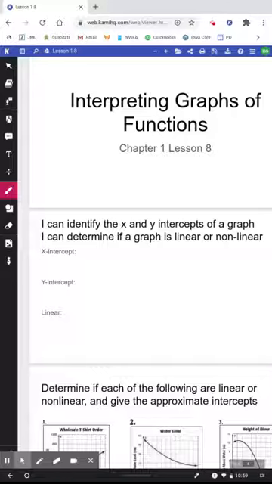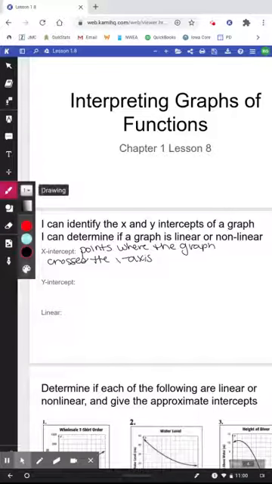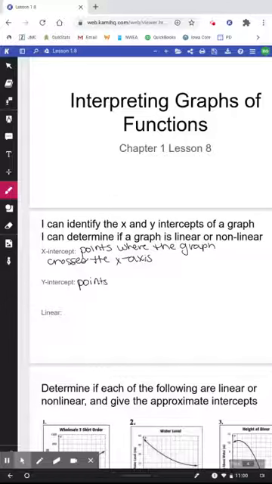So the x-intercept or intercepts is the points where the graph crosses the x-axis. And then the y-intercept are the points where the graph crosses the y-axis.